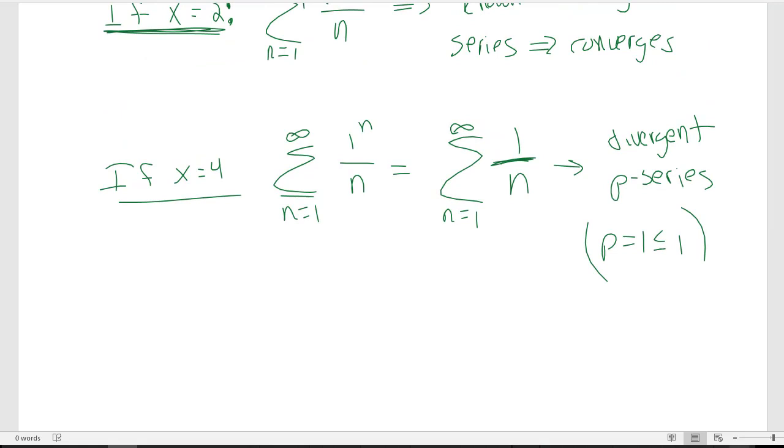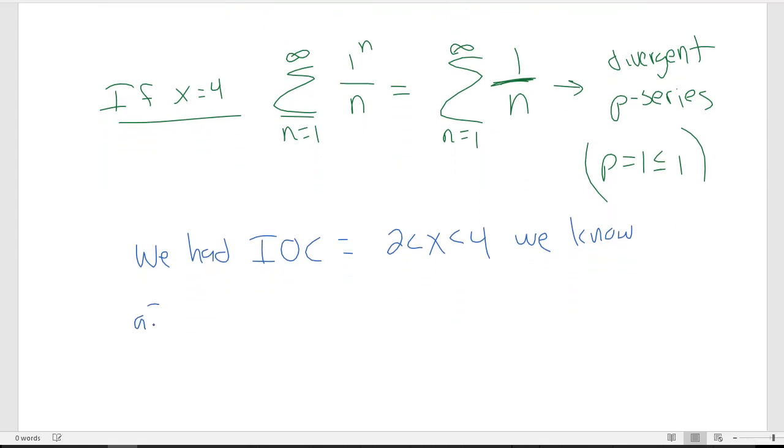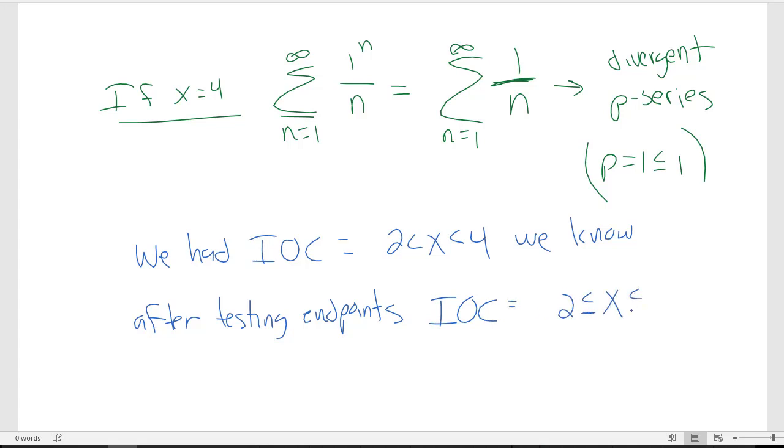So we initially had, I'm just going to switch back to blue here, the interval of convergence being 2 to 4, and we now know, after testing the endpoints, that the interval of convergence is 2 less than or equal to x. Oops, not less than or equal to 4, strictly less than 4. Okay.